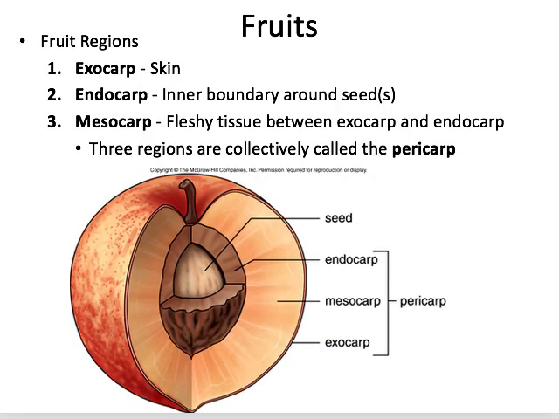So when we look at a fruit, we can break it down into regions, and these are tissue regions. The exocarp is the skin, the endocarp is the inner boundary around the seed, and the mesocarp, remember meso means middle, is the fleshy tissue between the exocarp and the endocarp. And these three regions are collectively referred to as the pericarp.